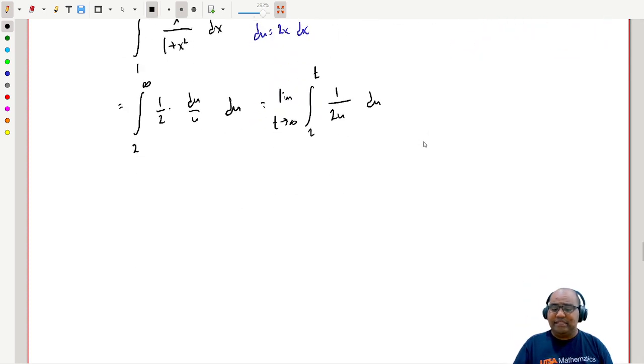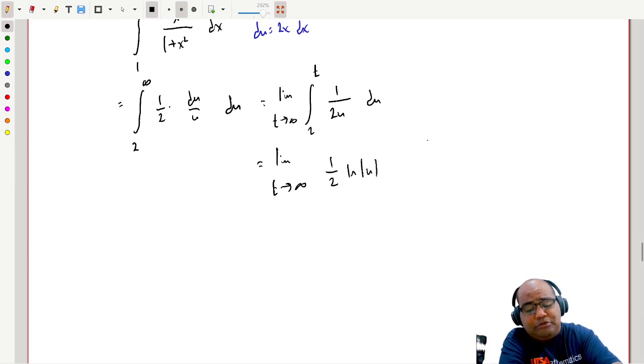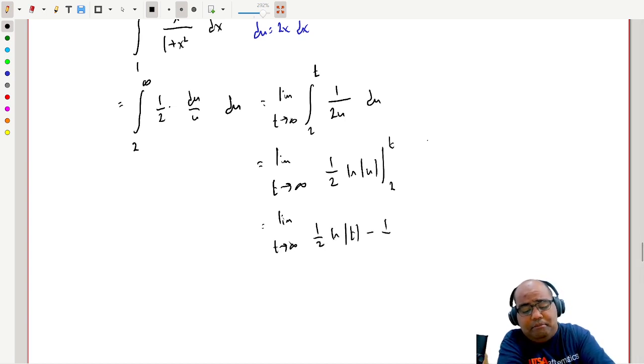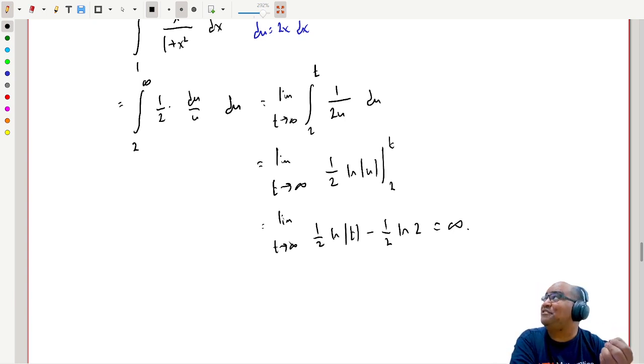Okay, and this is straightforward. Just use our little rules here. This is the limit as t approaches infinity of 1/2 of log of absolute u, from t to 2. And now take a look at what remains. We have this limit here, 1/2 of log absolute t minus 1/2 of log 2. But notice that as t gets large, log of t gets large. So this entire thing gets large. So the integral is infinity.